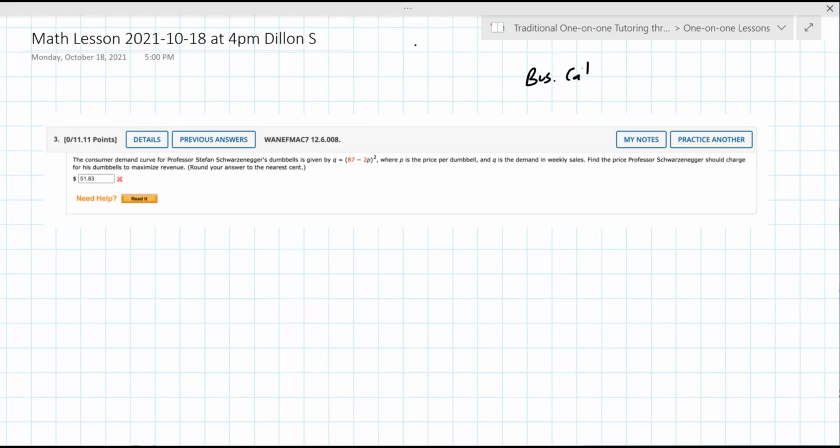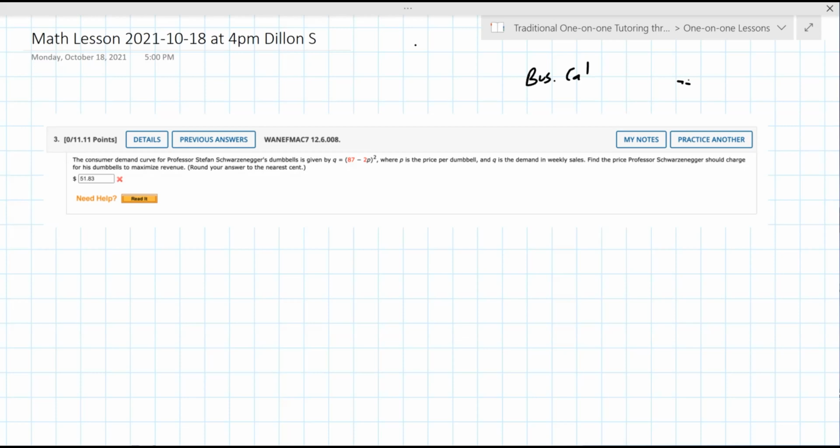Find the price. I'm so sorry, my screen just stopped sharing. Well, I can still see the problem. This tablet I'm using, I want to make sure. Are you seeing my screen still? Yes, I can see the problem. Okay. Hopefully this just works and I don't have a bigger issue.